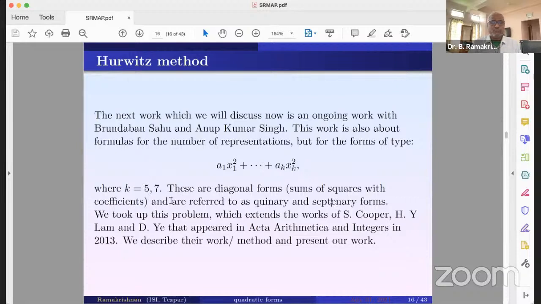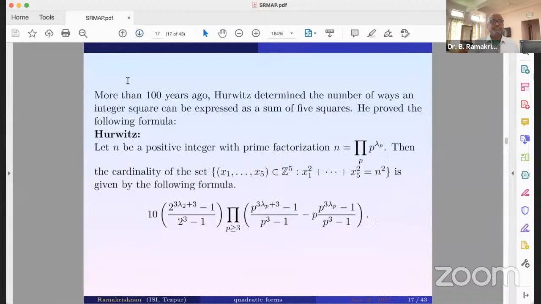who have done this work when k equals 5 and 7 for certain coefficients, and they appeared in Acta Arithmetica and Integers in the same year, 2000. There are two papers. The first paper appears with k equal to 5, and then the Integers paper with k equal to 7. The method in both papers is the same, which we will describe now, which is called the Hurwitz method. More than 100 years ago, Hurwitz determined the number of ways an integer can be expressed as a sum of 5 squares. He proved the following formula.